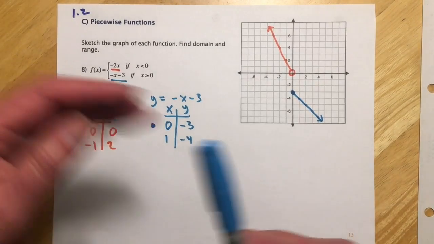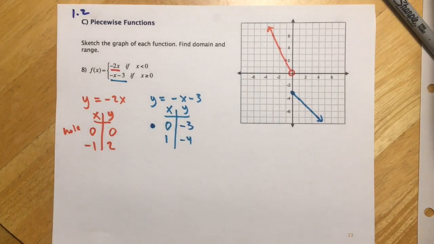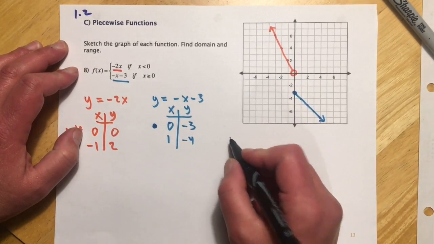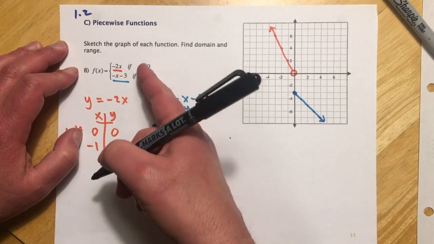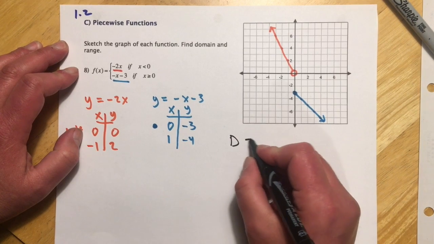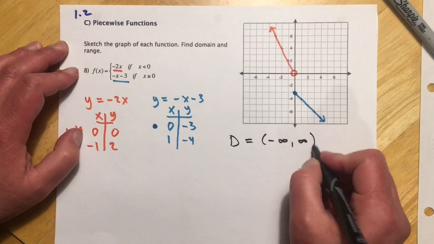And then I think, yeah, find the domain and range. So that can also be really tricky on these. Domain is not tricky at all. Domain is sitting right here. It could be less than 0, equals 0, and greater than 0. So your domain's all real numbers, or negative infinity to infinity.